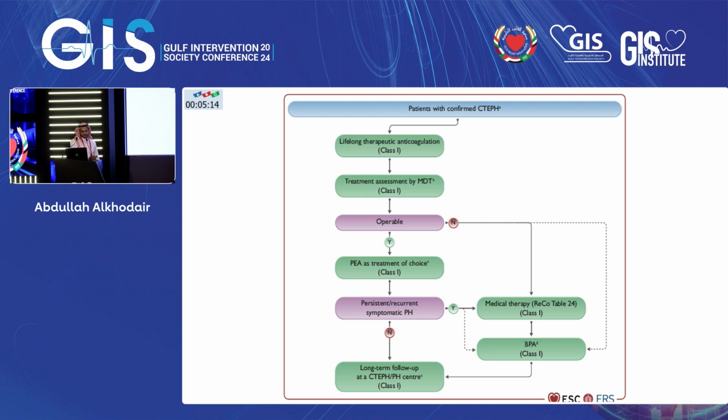So this is how we treat CTEPH. This is the algorithm from the most recent European guidelines in 2022. Every patient should be on lifelong anticoagulation. And then once the team meets and discusses operability, if the patient is operable, then that's class 1A. If not, then we have two options: either medical therapy or balloon pulmonary angioplasty.